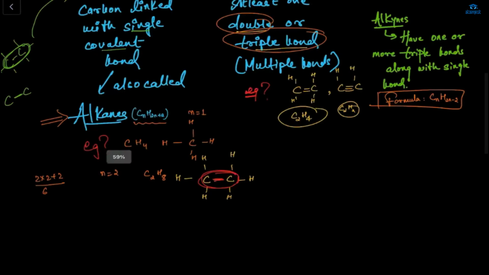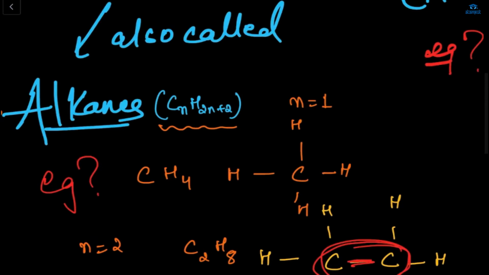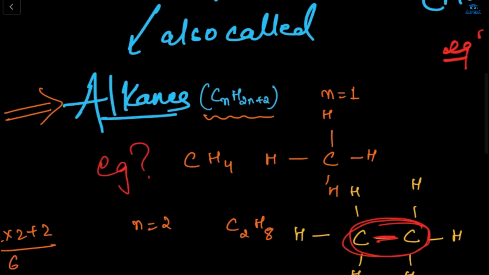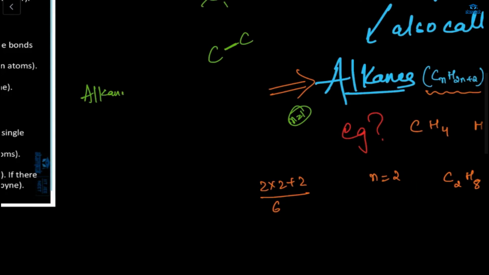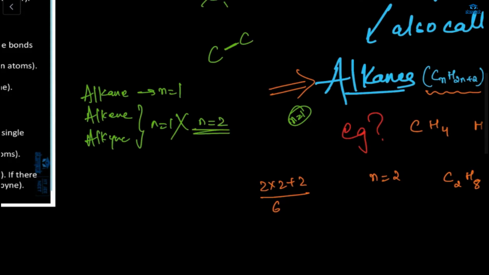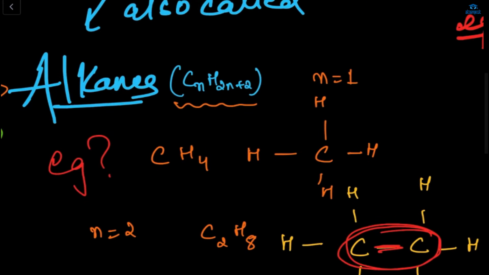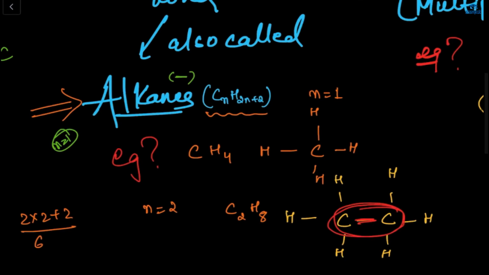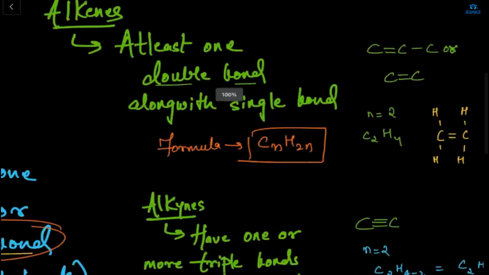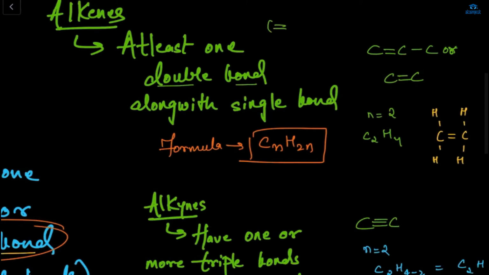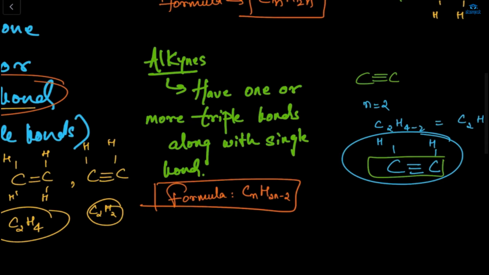So this you got: alkane. The formula is CnH2n+2. Here we can take n equal to 1, but in alkene and alkyne we can't take n equal to 1. We have to start with n equal to 2. So for alkane the formula is CnH2n+2, and it consists of a single bond. In alkene, your formula is CnH2n, and it consists of a double bond. And alkyne, the formula is CnH2n-2, which consists of a triple bond.